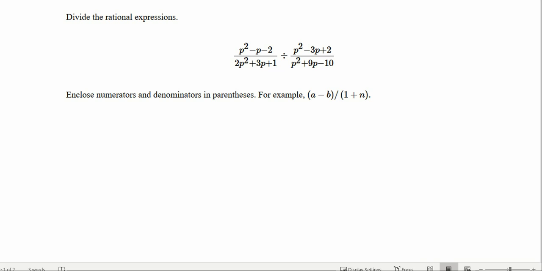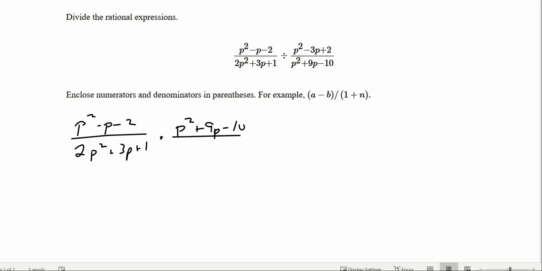Okay, so I'm going to take the first step and just rewrite this. p squared plus 3p plus 1 times, and then we'll have p squared plus 9p minus 10. So we flip that second one over. Now I need to factor these, and I need to see which factors are in common in the numerator and the denominator.